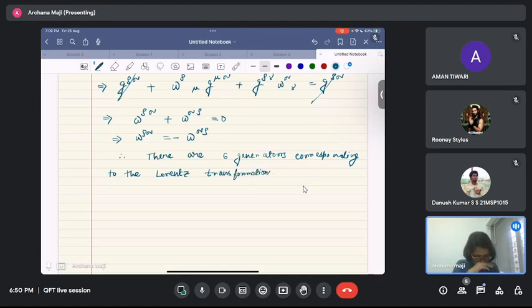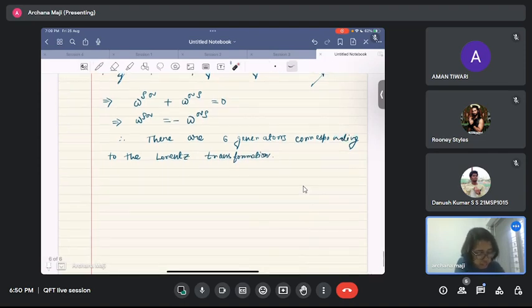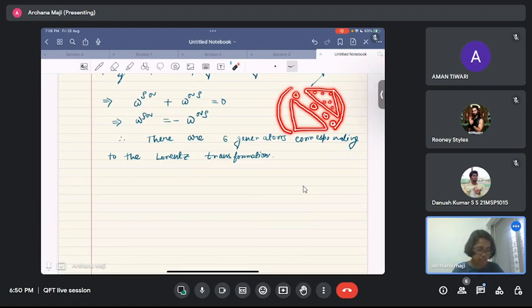Why 6? Because the infinitesimal parameter is actually antisymmetric under the exchange of rho and sigma. So if you have this 4 by 4 matrix which is antisymmetric, the 4 diagonal elements are all 0, and antisymmetry implies the upper 6 elements are basically negative of the lower 6 elements. So basically you have 1, 2, 3, 4, 5 and 6, total 6 parameters corresponding to the 6 generators.